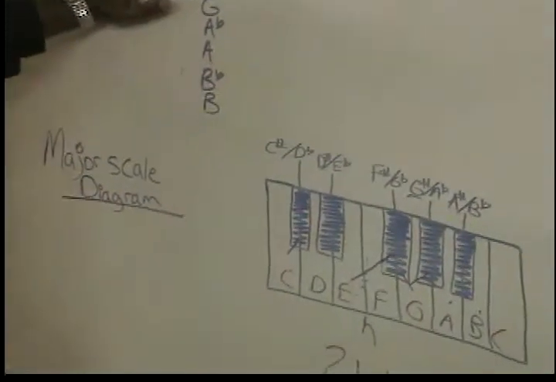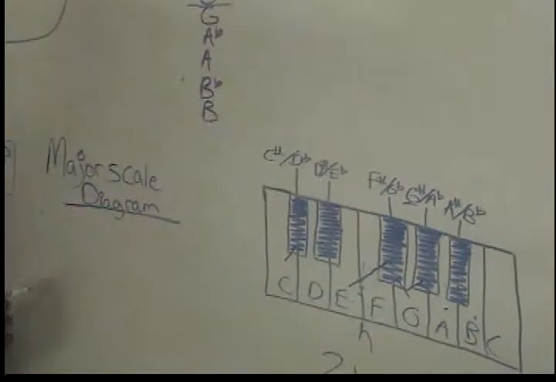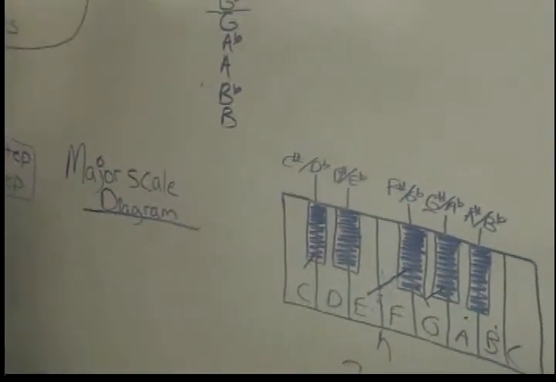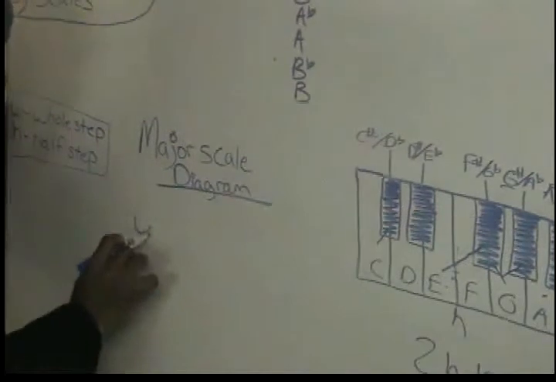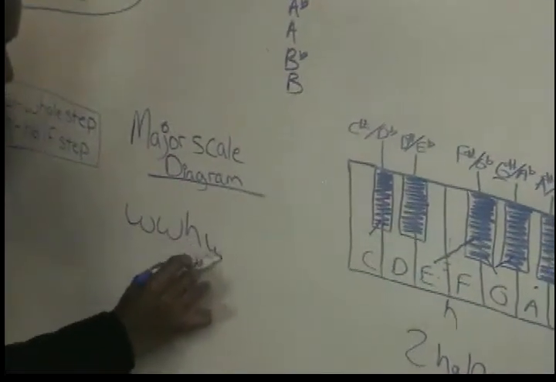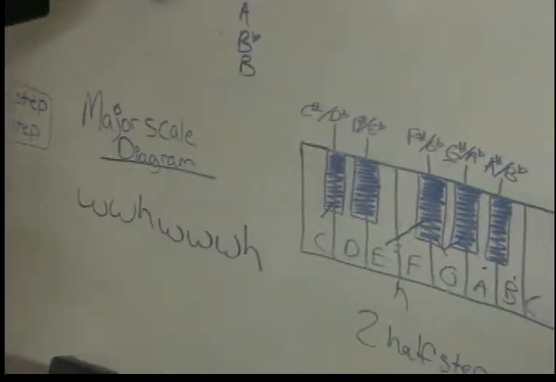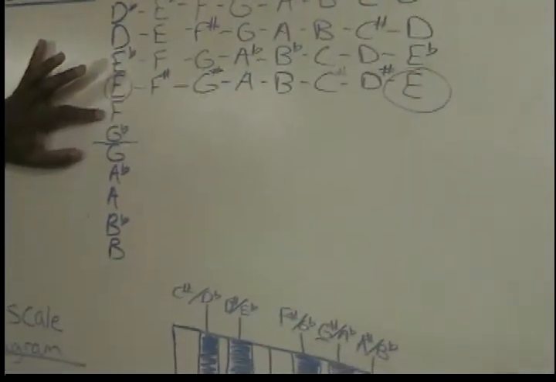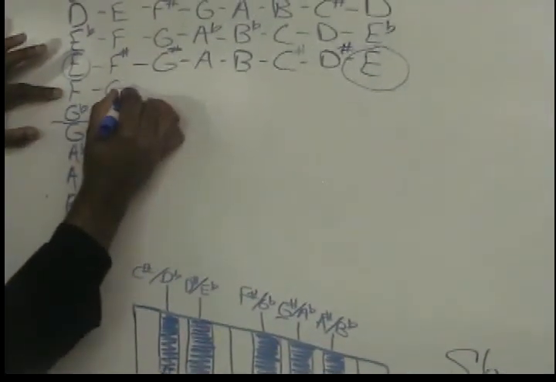Tell me what our major scale diagram is. What is our major scale diagram? It's just up here. Whole, half, whole, half. Okay. All right, from F, we need to go what? Whole step. G. 1 whole step. And that will land us at G.